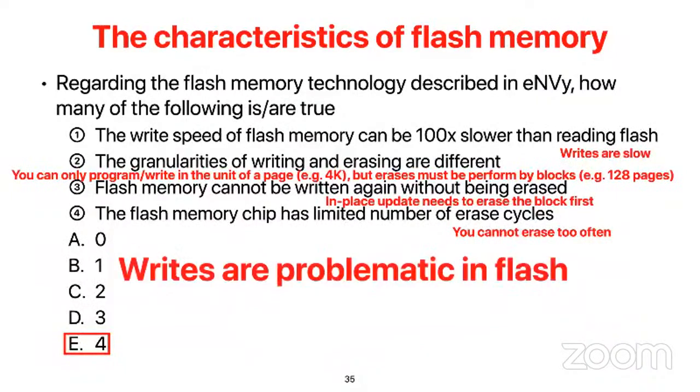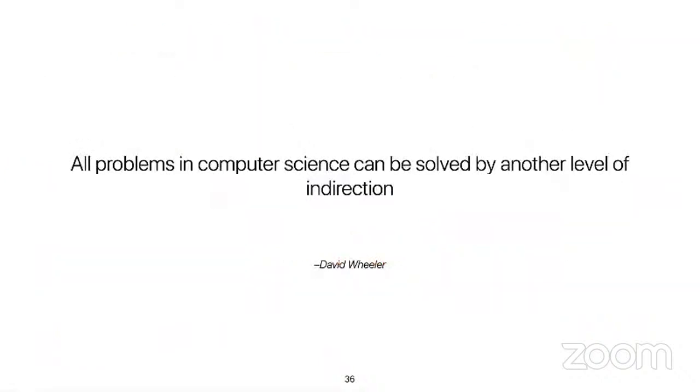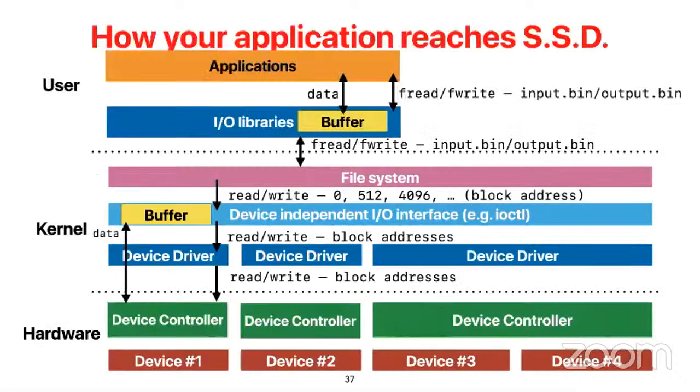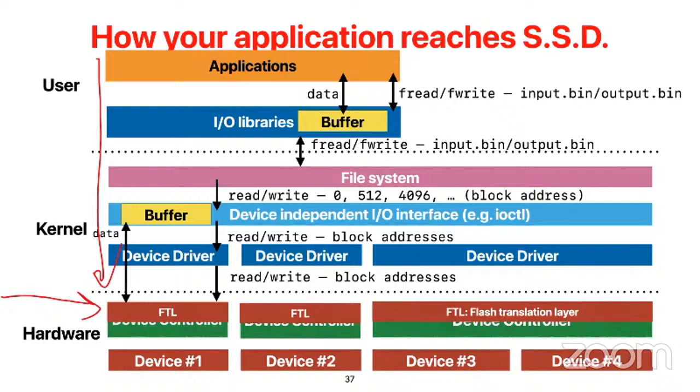So far we learned one thing: writes are problematic in flash. How do we solve this problem? As we learned in computer science, all problems can be solved by another level of indirection. We still want to maintain the same software stack, so the only place we can add an indirection without affecting the software stack is inside the SSD. Computer architects are a good group of people who hope software programmers never have to modify their code. So we create something called the flash translation layer inside the SSD, to dynamically remap your writes to the best place and maximize the lifetime of your solid state drive.